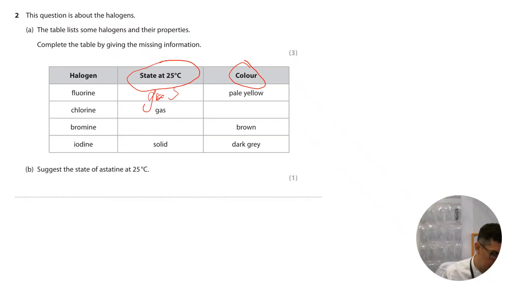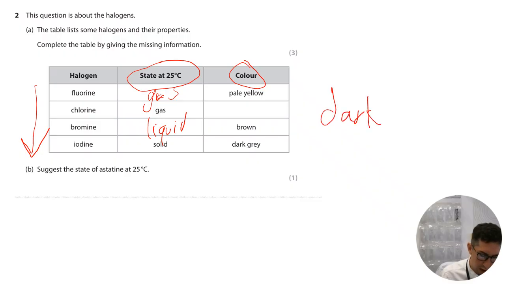So you'll see there's a trend. As you go down, they get more towards solid. So it goes obviously gas, liquid, solid. Bromine is a liquid. And the colors, there's also a trend in colors. They get darker as you go down.